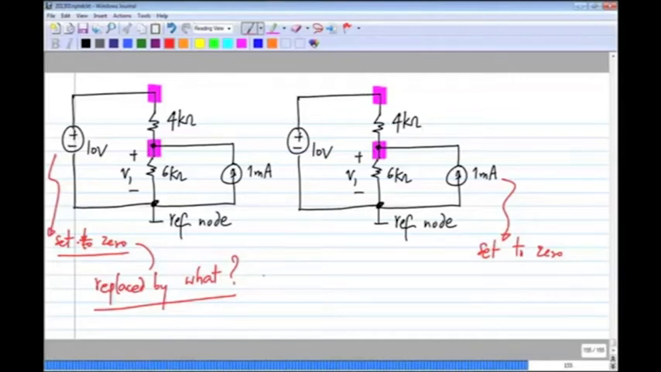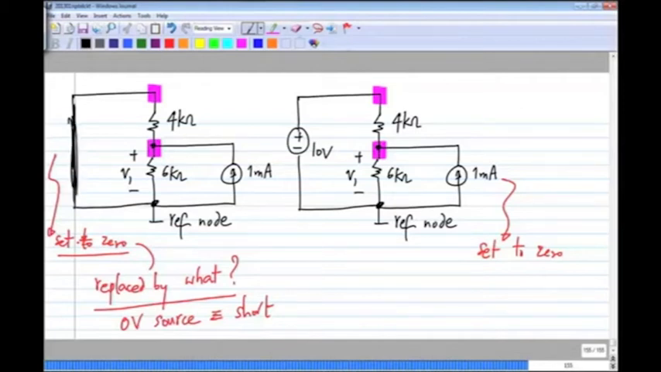Okay, so many of you answered that it is replaced by a short circuit. So this is a voltage source. When I make the voltage source a 0 volt source, it is a short circuit. Okay. So here I have to replace it with a short circuit.